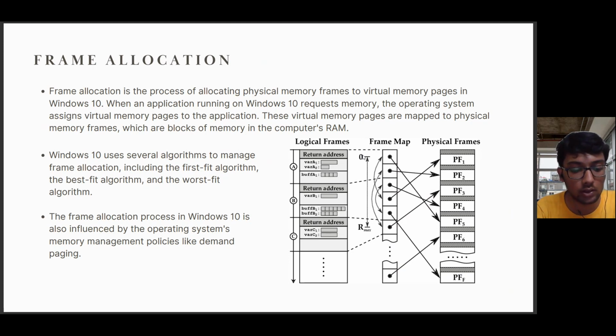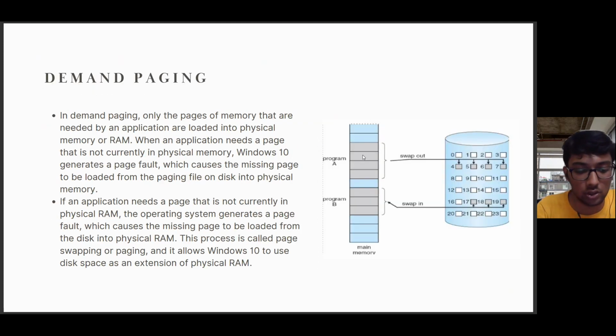The first fit algorithm selects the first available physical memory frame that is large enough to hold the virtual memory page being allocated. The best fit algorithm searches for the smallest available physical memory frame that is large enough to hold the virtual memory page being allocated. The worst fit algorithm searches for the largest available physical memory frame that is large enough to hold the virtual memory page being allocated. Frame allocation is an important aspect of Windows 10 memory management. It ensures that physical memory is used efficiently and effectively, and it helps to prevent the system from running out of memory.